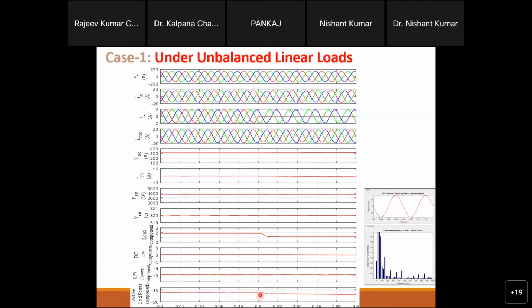The grid current reference is also changed. Suppose here it is around minus 16, and here it is minus 18. Is this decreased or increased? As I told you, the negative grid current reference is increasing, right? Minus 16 becomes minus 17. It means you are going to feed more power into the grid.